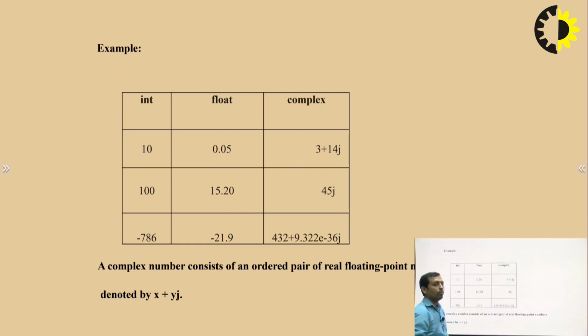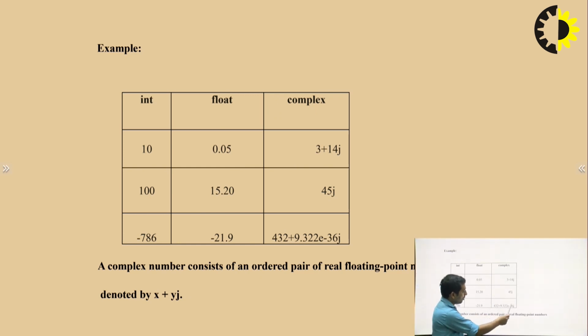In the case of complex, a complex variable has a real and an imaginary part. Here the imaginary part is represented using j. So 3 plus 14j means 3 is the real part of this number and 14 is the imaginary part, just like x plus iy. In the second example, 45j has no real part, only an imaginary part.